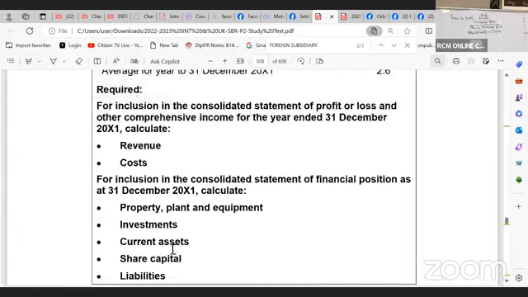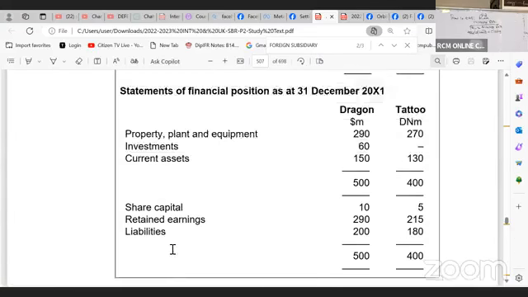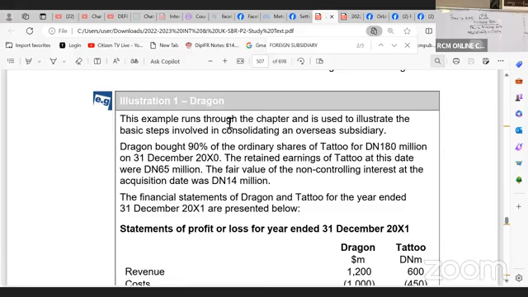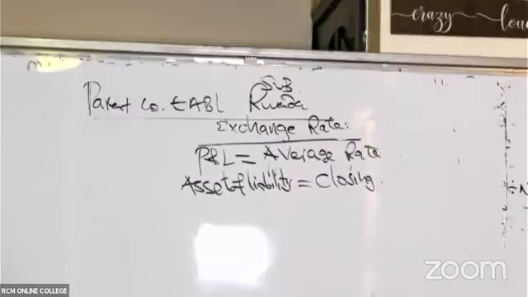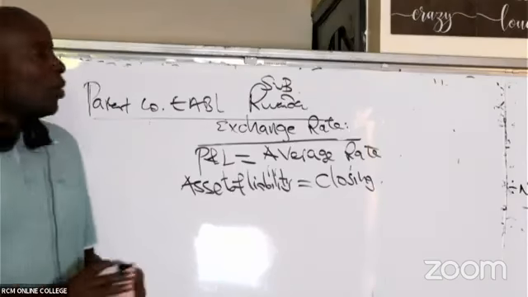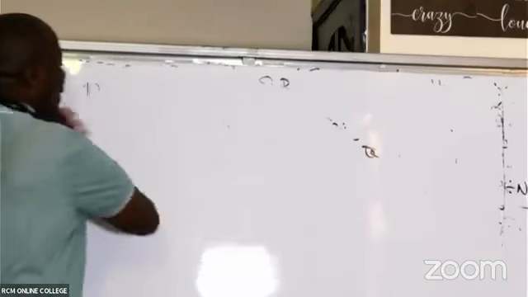So we start with the group structure. We must always start with the group structure. So how does this look? It's Dragon, which bought Tattoo on 31st December X0. Dragon bought Tattoo. This will be a very interesting session.